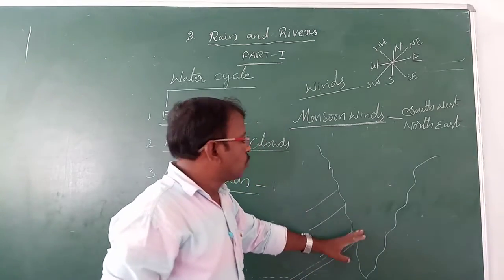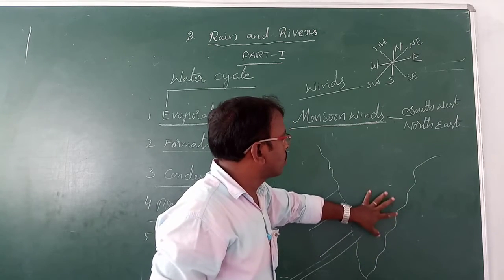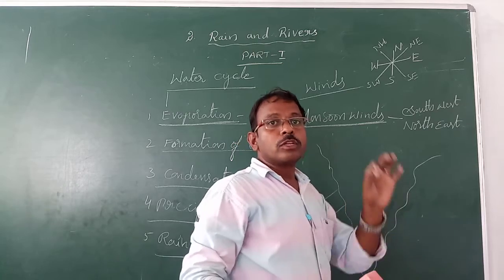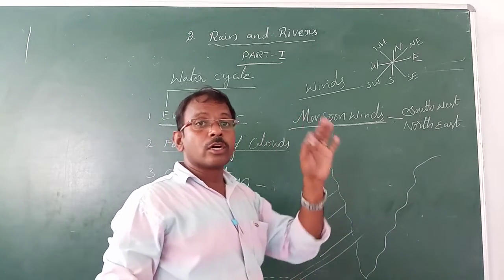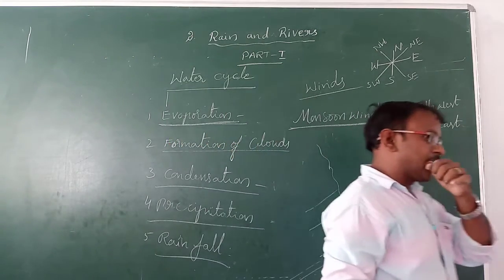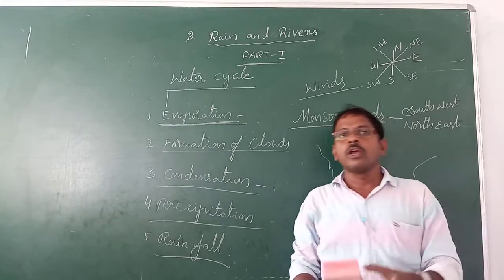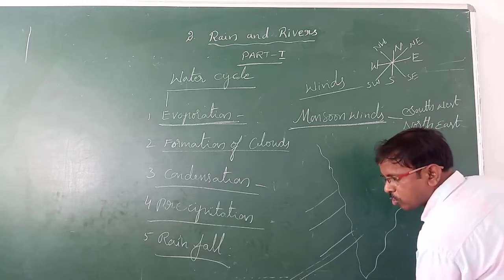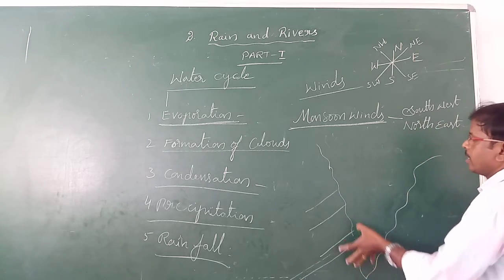Then through June, July, August, they spread over the whole of India. During southwest monsoons, we get more rainfall in our India. Those winds form from the Indian Ocean and reach the Arabian Sea and Bay of Bengal.